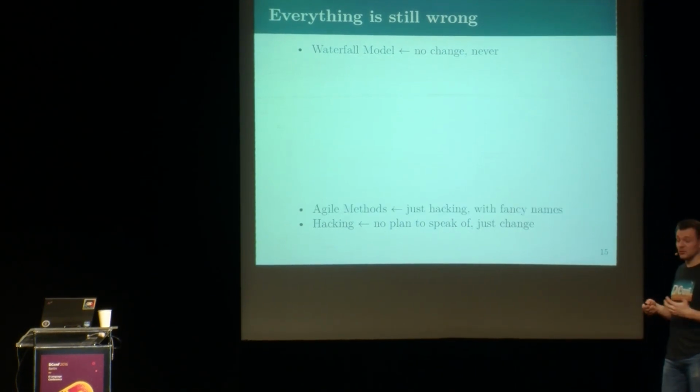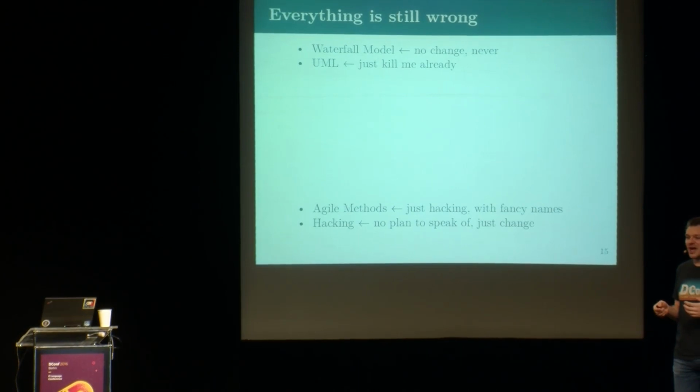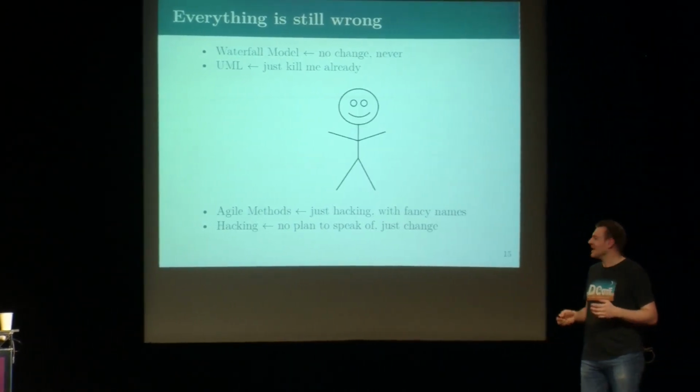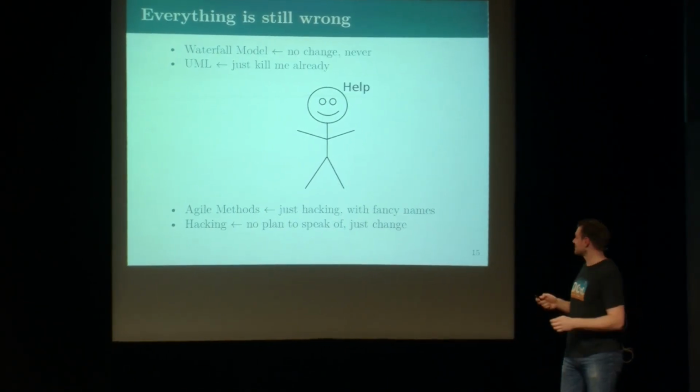Agile method, I would be blunt and just say that's just hacking with fancy names. Please don't kill me right now, wait until after my talk is finished. So if you have the waterfall model and maybe even add UML to it, you have like 5 or 6 diagrams which are just kill me already. So that's me, I'm basically in the middle and I need help.